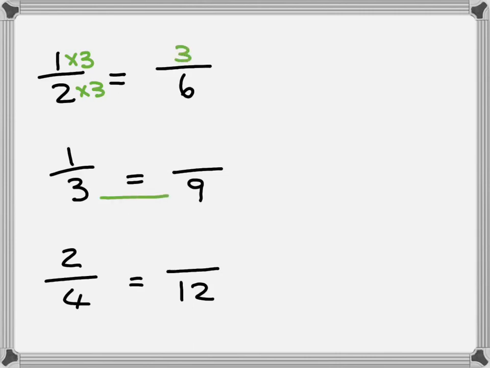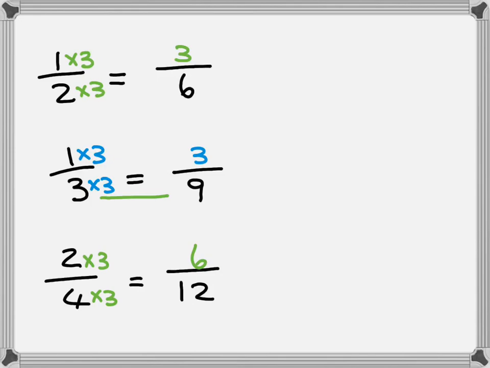How did 3 become 9? We had to times it by 3. 3 times 3 is 9. And because we did it to the bottom, we're also going to do it to the top. So 3/9 is the same as 1/3. Let's look at the next one. How did 4 become 12? 4 times 3 as well. We know our times tables, don't we? And we do the same to the top. 2 times 3 is 6.